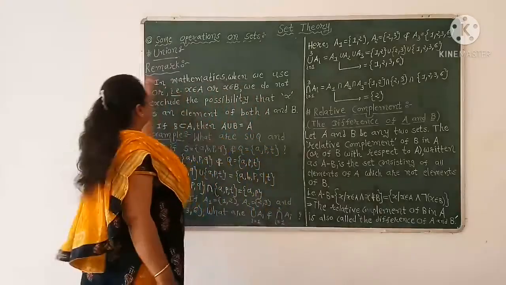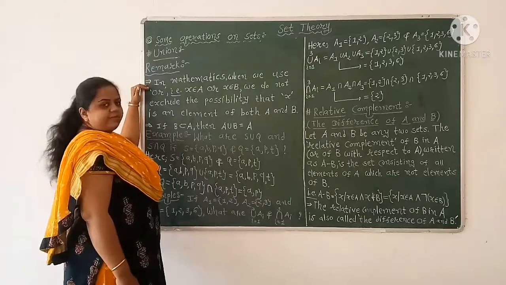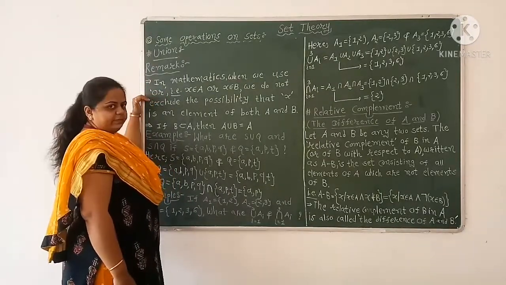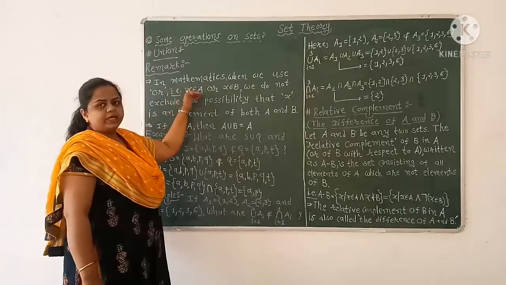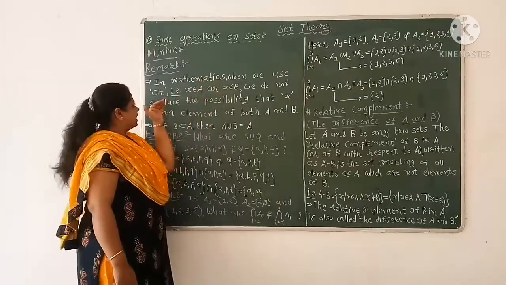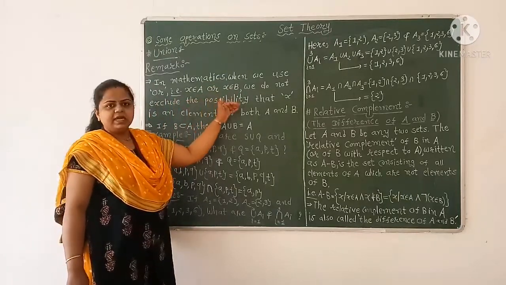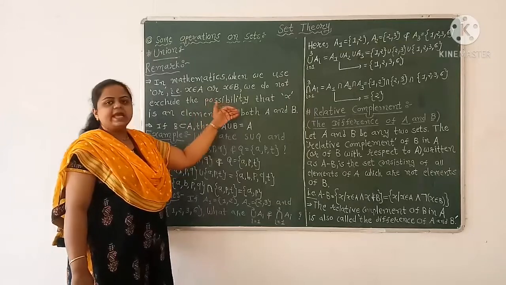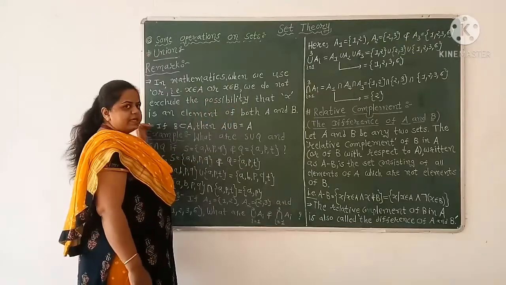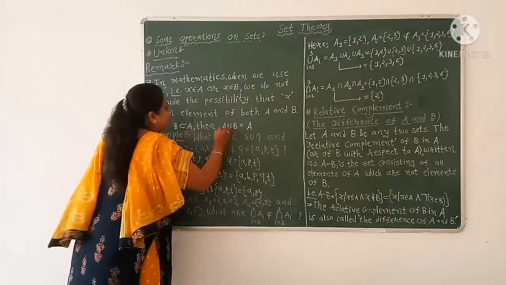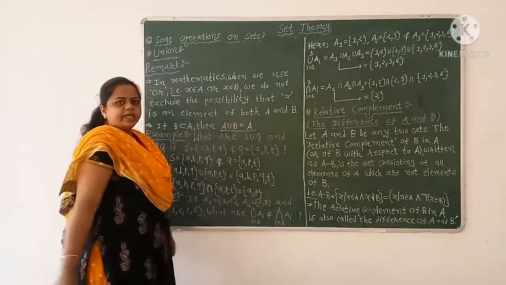Now, remark, in mathematics, when we use OR, that means x belongs to A or x belongs to B, we do not exclude the possibility that x is an element of both A and B. If B is a proper subset of A, then A union B is equal to A.